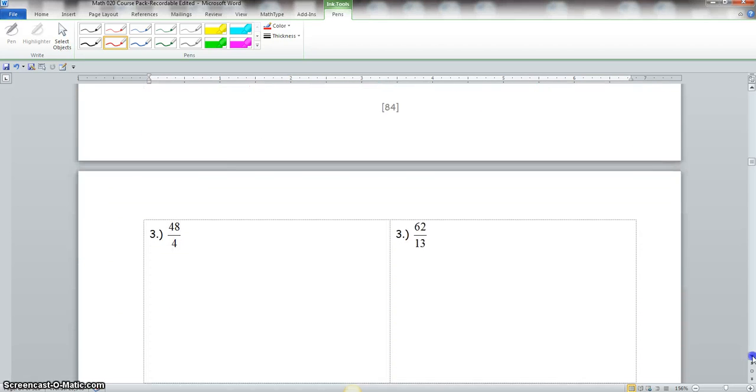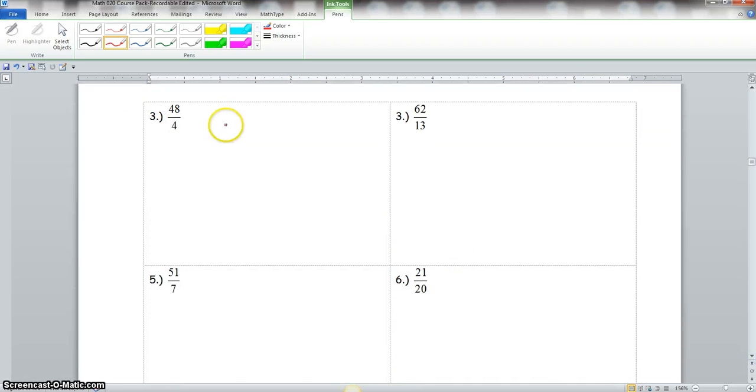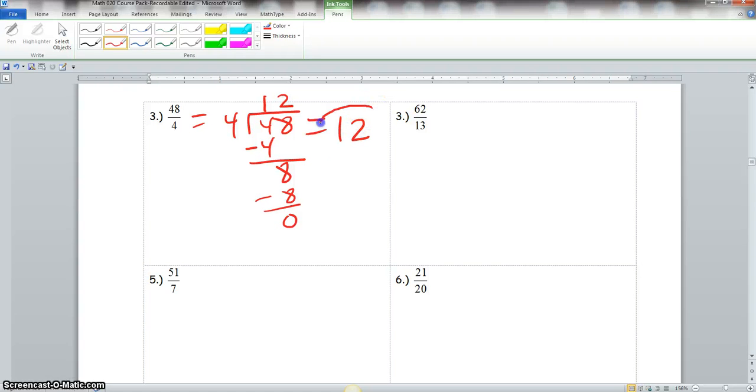Now, we scroll down here to number 3. We would take 4 into 48. 4 goes into 4 once. 4 minus 4 is 0. We'll bring down our 8. 4 goes into 8 twice. 2 times 4 is 8. And we had no remainder. So your answer would just be the whole number 12.